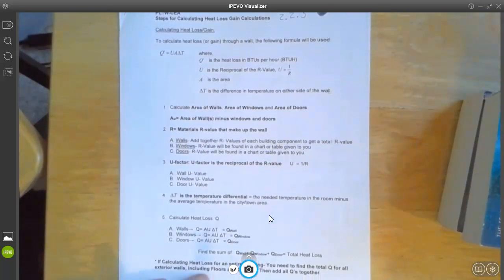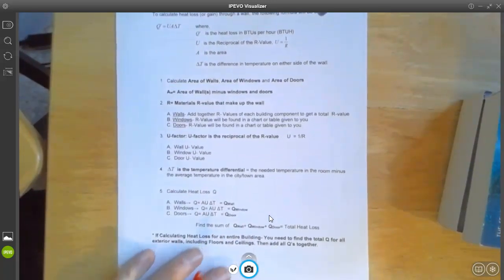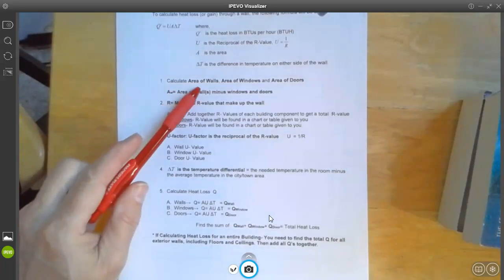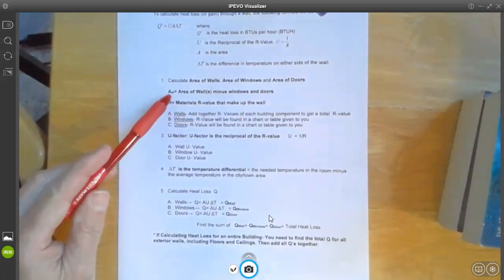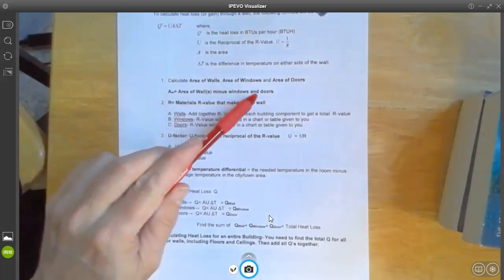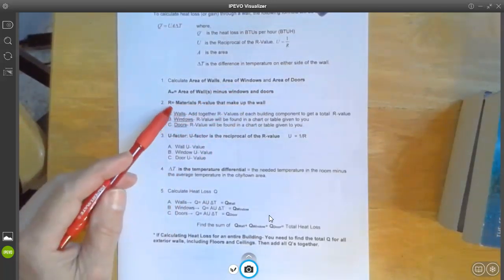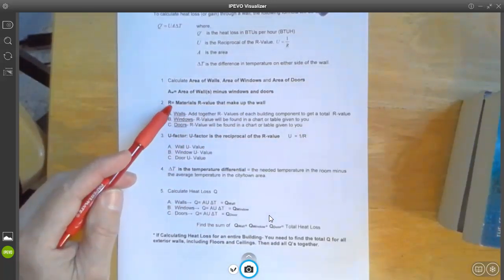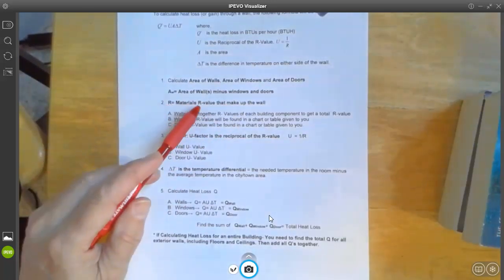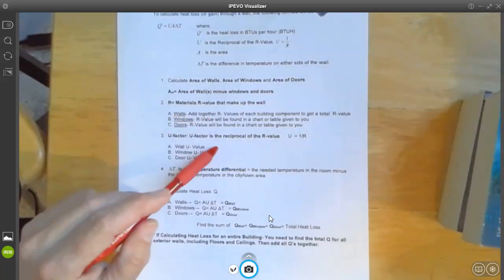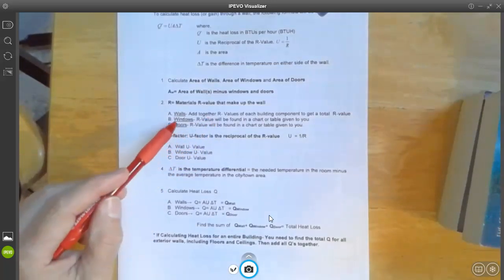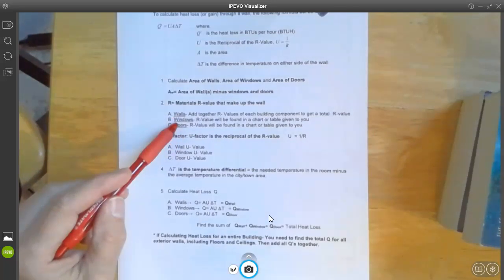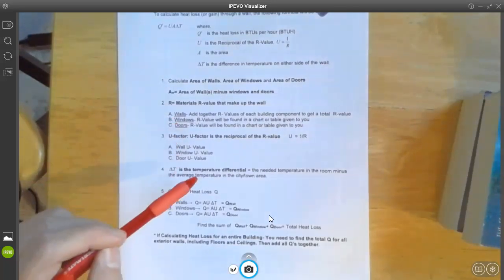So there's a process that you're going to go through. It's going to be 5 steps. The first thing is you need to calculate the area of the walls, the area of windows, and the area of doors. We're going to do that next. And then we're going to have the area of the walls minus the window sizes and doors. In step number 2, we're going to find the materials' R values that make up the walls. So we're going to add all the R values together for the walls' materials, and then add up the R values for the windows and for the doors.